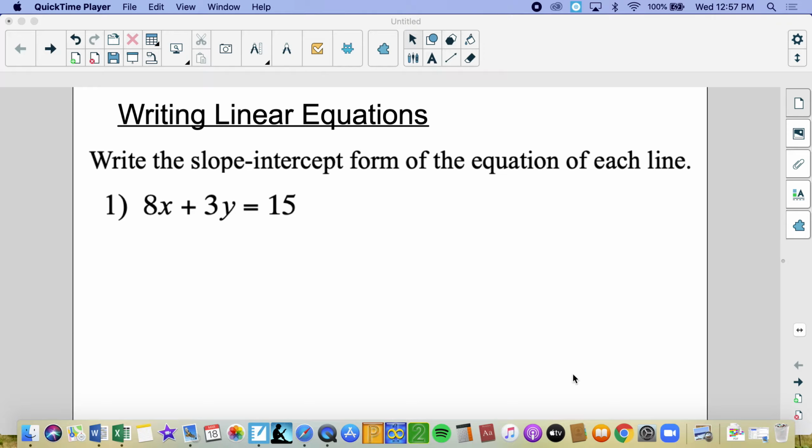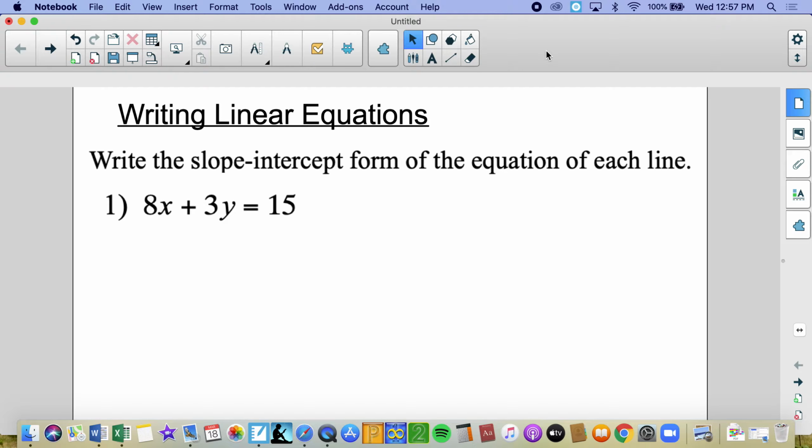This is writing linear equations, and this is part 3. So today we're going to learn 2 more types. You're familiar with standard form, but I'm going to show you some of the more unique problems that you might see. So if we have to write it in slope-intercept form, we remember slope-intercept form is y equals mx plus b.